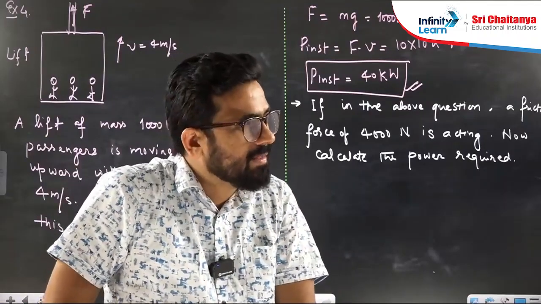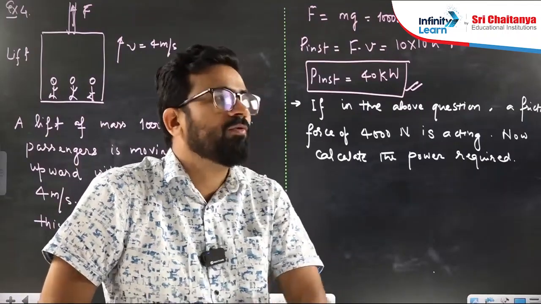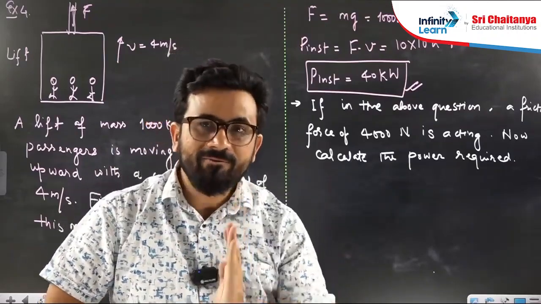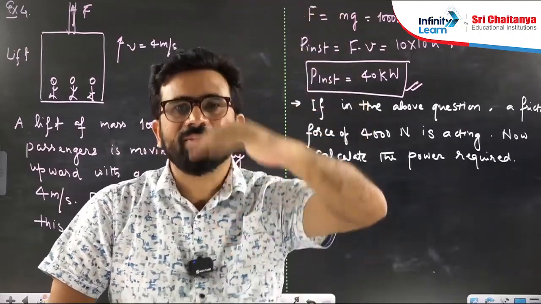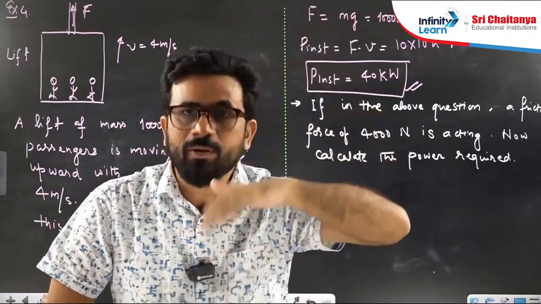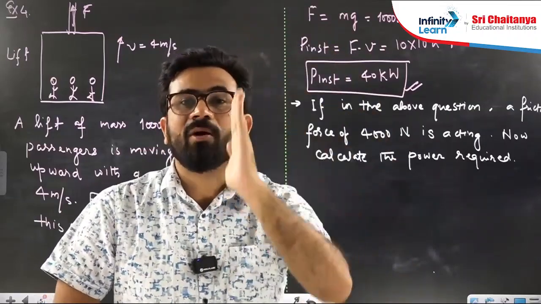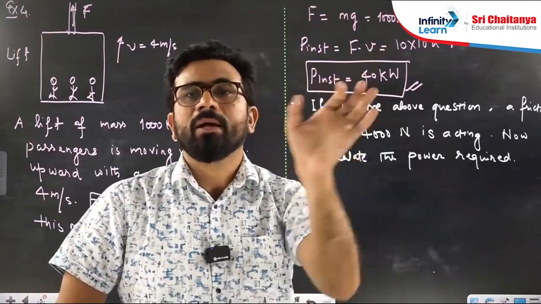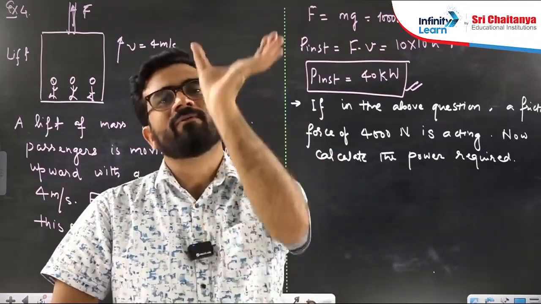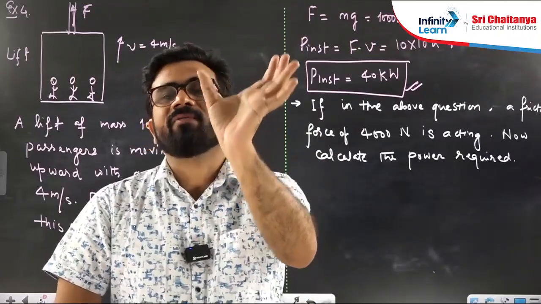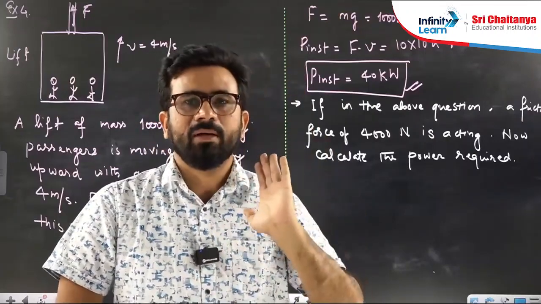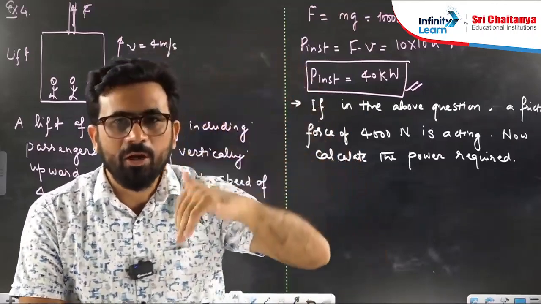Can anyone tell? Yes, definitely everyone can tell. We know the friction force acts opposite to the relative motion. This lift is moving upward, that means friction force will act downward. mg is acting downward. This force is also acting downward. That means now tension or upward force would be equal to mg plus this friction force. I am repeating again. This lift is moving vertically upward, that means friction force should act opposite to the motion, that means vertically downward.